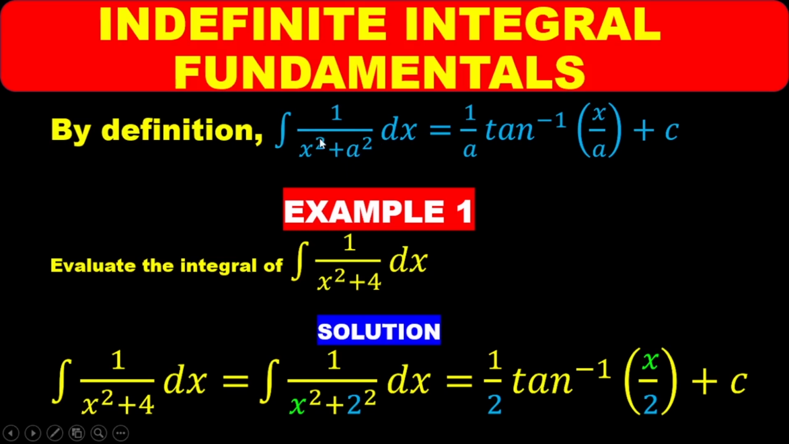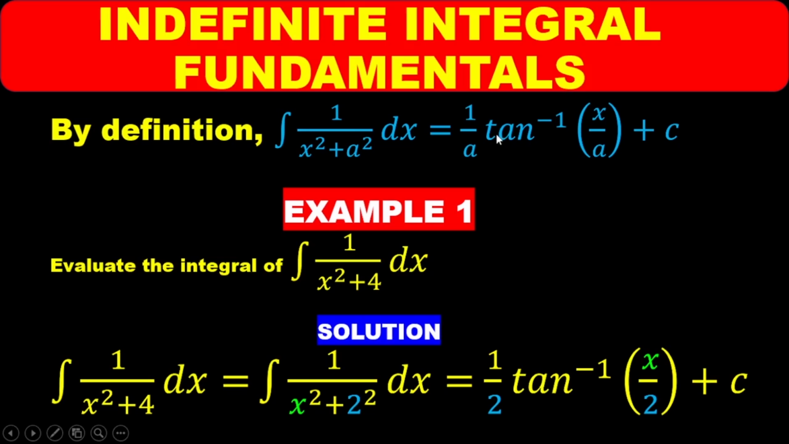Now notice that this x squared here is a perfect square, and the a squared here too is a perfect square. So by standard integration, the integral of this is going to give you 1 over a tan inverse of brackets x over a, plus c. Let's explain this further. Now, why do you see this?